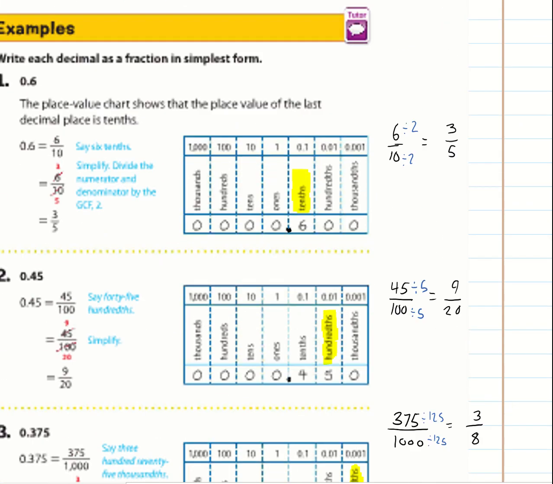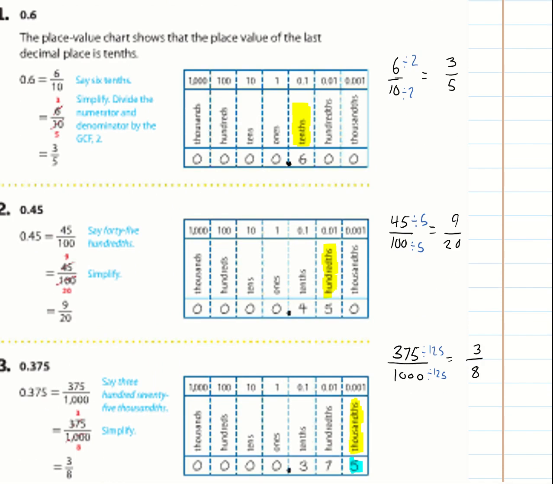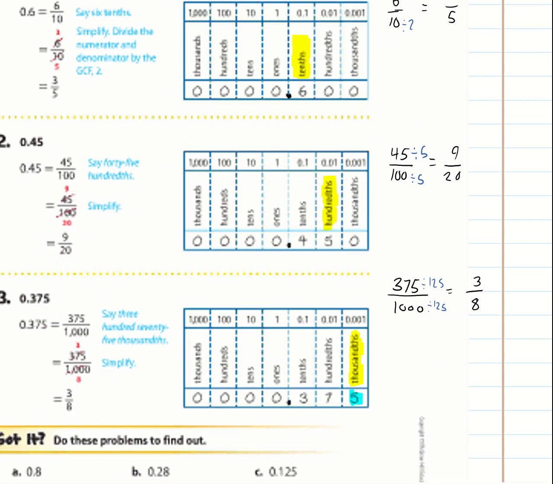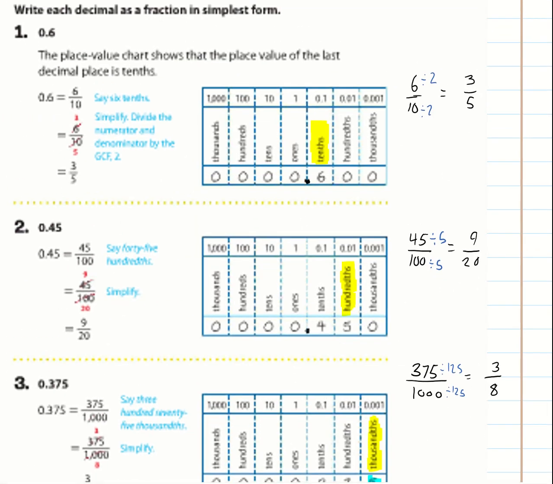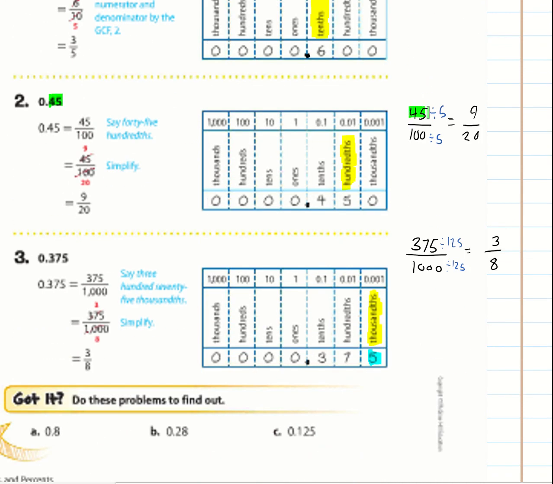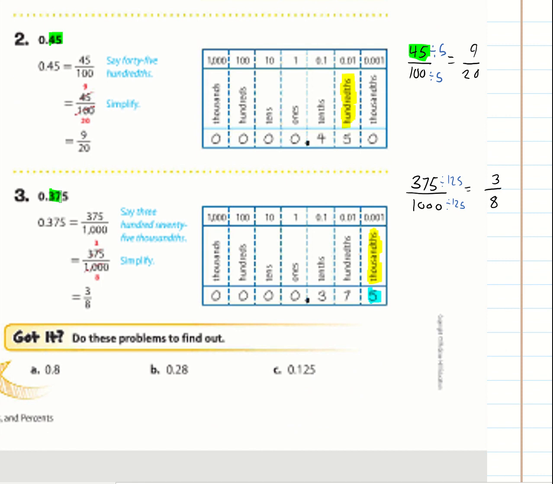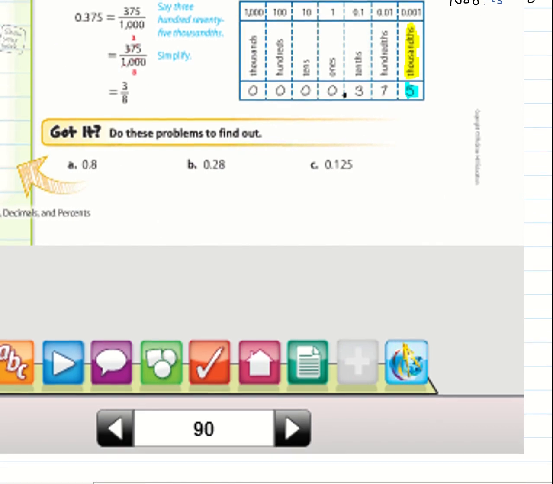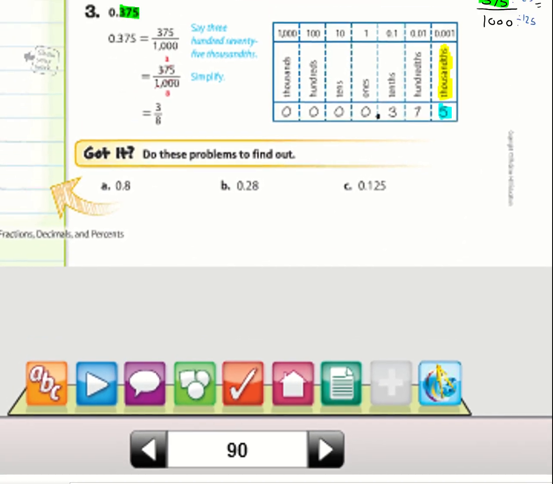So just remember, I highlighted the place value and that helps with our denominator. And our numerator is the same digit here. So we have 45 here, 45 is our numerator. 375 thousandths, 375 is our numerator. So that's how I'm getting my numerator. So go ahead and try A, B, and C. Pause the video.